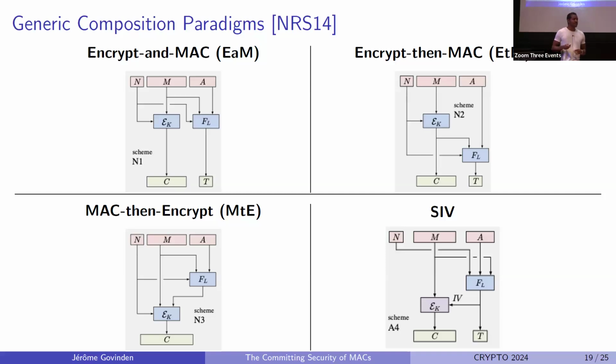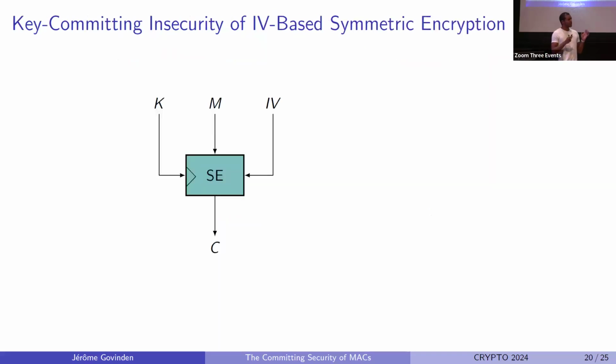So what we want to understand here is how the committing or context discovery security of the underlying MAC or the underlying symmetric encryption scheme extends to the generic composition paradigm. For example, we would like to strengthen a non-committing symmetric encryption scheme with a committing MAC, or inversely, to strengthen a non-committing MAC with a committing symmetric encryption scheme. However, as I will now show, no key committing security can be assumed on the encryption part.